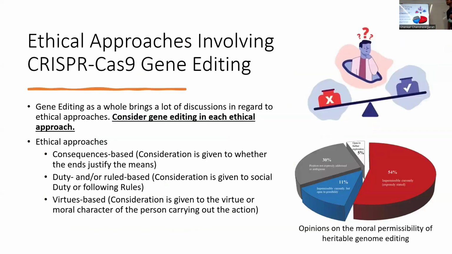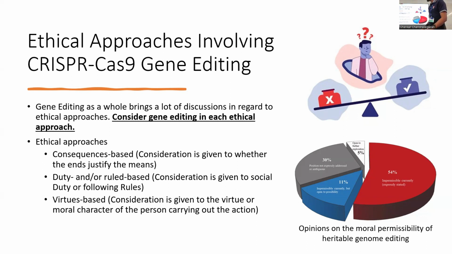Okay, so what are some ethical approaches involving CRISPR-Cas9 gene editing? So this brings a lot of discussions in regards to ethical approaches. So remember those ethical approaches that we looked at the start of your course: consequences-based, duty-based, duty rules-based, or virtues-based. CRISPR-Cas9 can be argued in each of these, and you need to be able to relate them to each of these in different contexts because they will probably be asking these kind of questions relating to CRISPR. Because there's a lot of ethical concerns relating to CRISPR, so chances are there will be questions relating it to that as well.